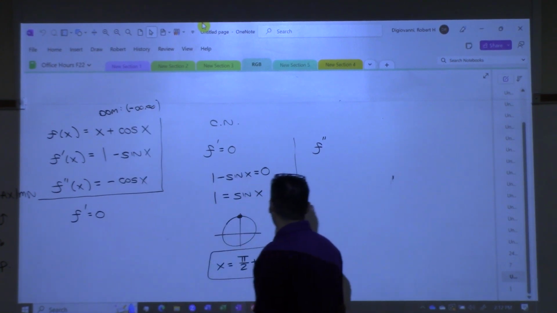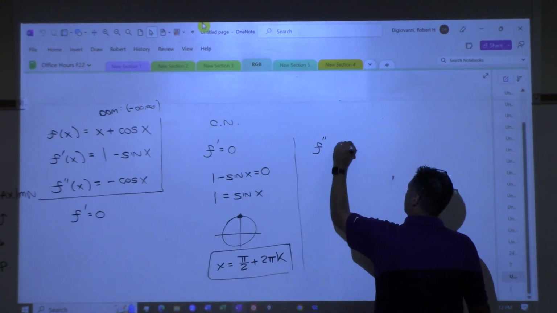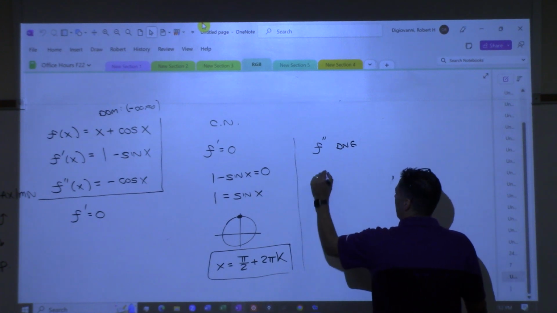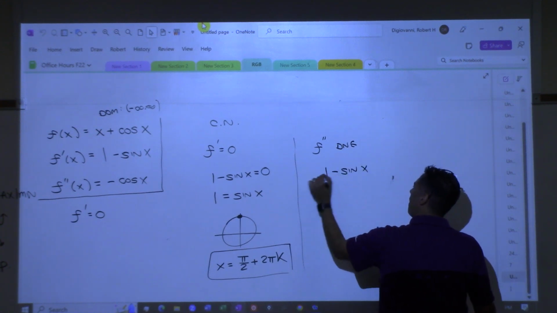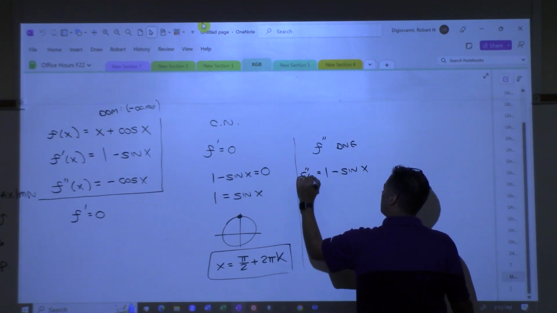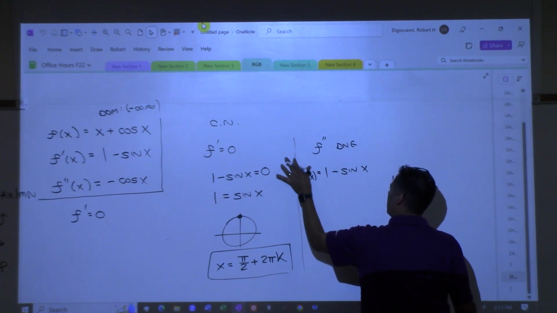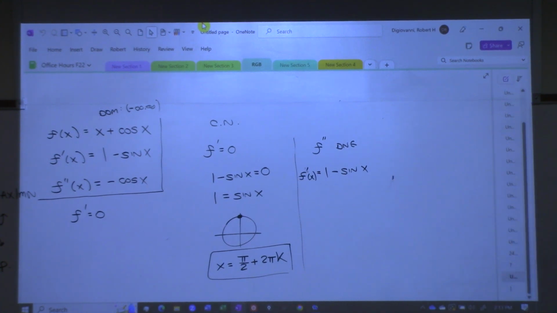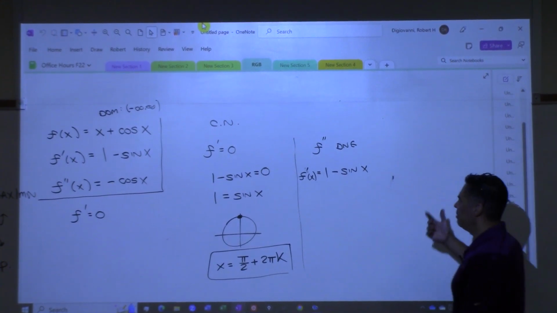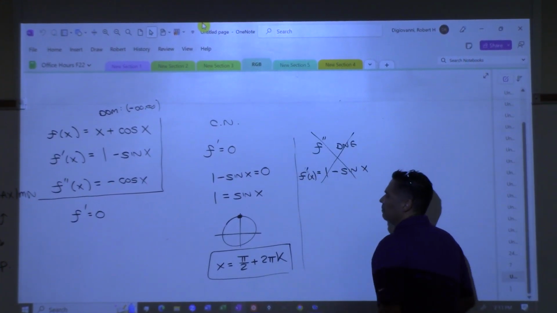Okay, so we got that. Where does the derivative not exist? Well, here's my derivative, right? Does that ever have any problems? Does that derivative ever have any problems? No. You can plug anything into that. You don't have division by 0, right? This is good. So you don't have anything to worry about here.